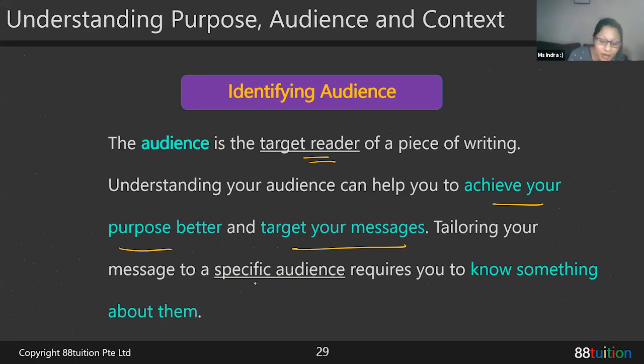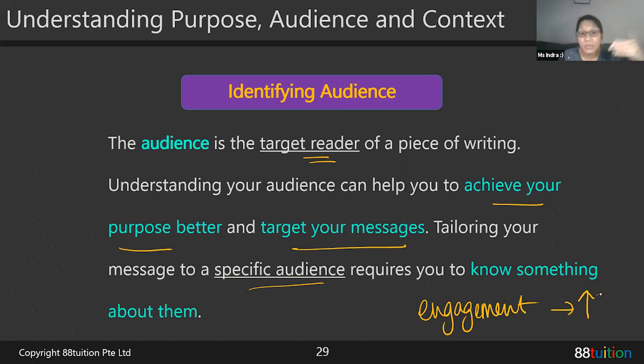Okay, now tailoring your message to a specific audience requires you to know something about them. So you need to know the context, right? You need to be able to engage the reader at a certain level. Okay, that's why I always tell you students that whenever you know the target audience, your engagement should by right increase because you're more familiar with the person per se.